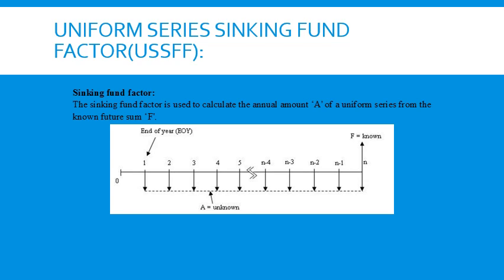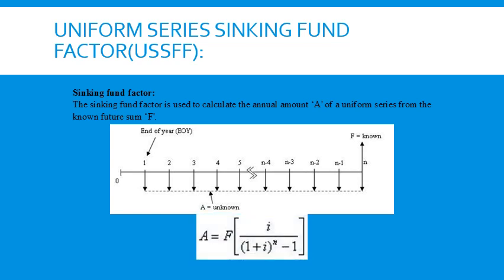It is very clear here. In this case, A is unknown and F is known. In the earlier case, F was unknown and A is known. The relationship is as simple as that. A is equal to F multiplied by i divided by (1 plus i) to the power of n minus 1.